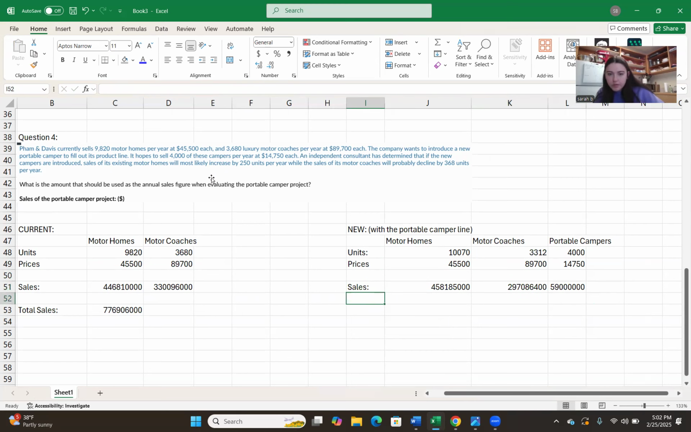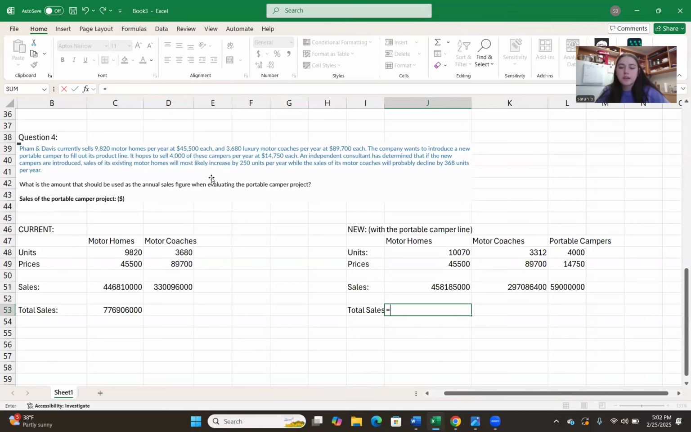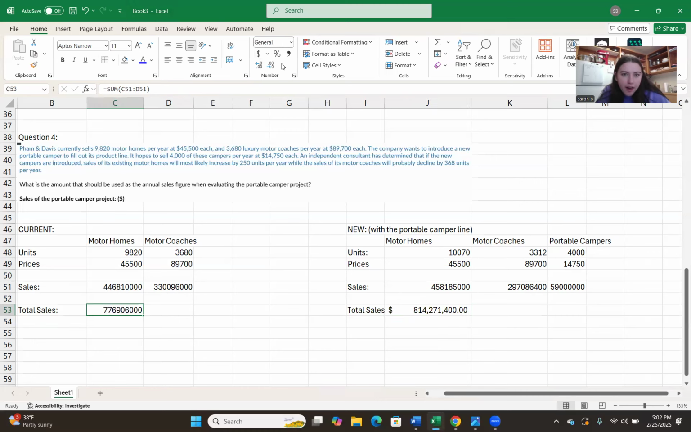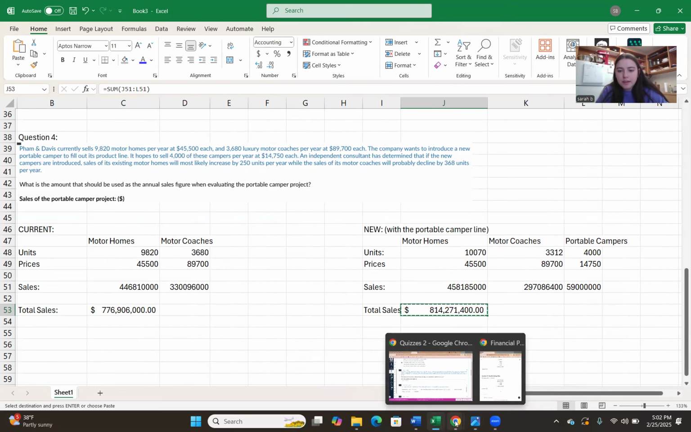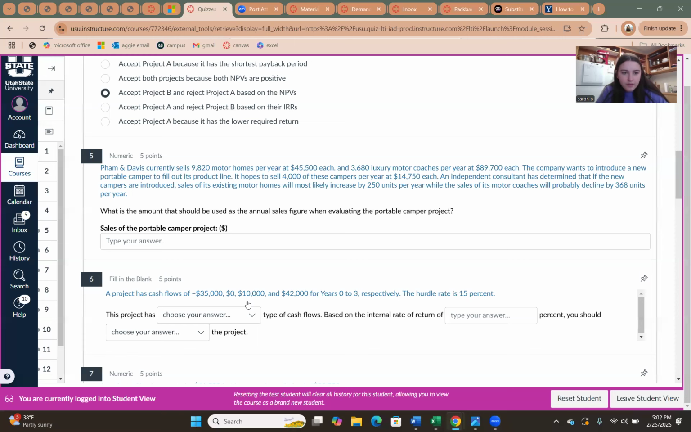Okay. So total sales is going to be the sum of these 3. Sweet. I want to be able to see my commas. So let's look. It looks like they're better off with the portable campers, which is cool, but not necessarily what we're looking for. So I'm going to copy this and paste it in there.